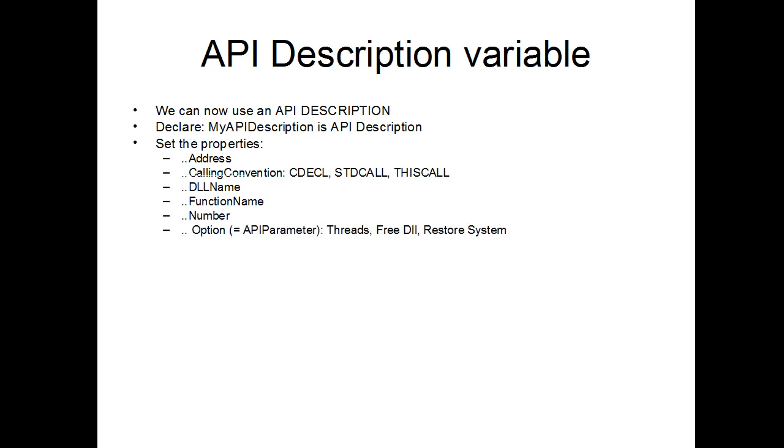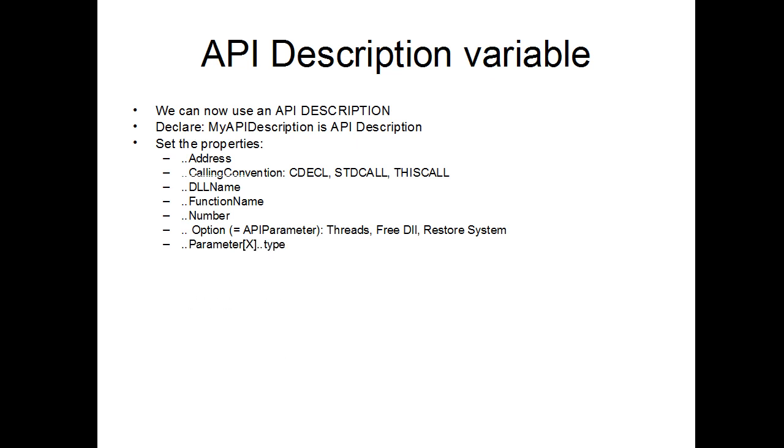Now there is an option. It's about the same thing as the API parameter function that we are talking about. It allows you to set options about the threads, whether they are blocking or not, to automatically free the DLL after the call, and to restore the system settings about your call. So that's the same thing as the API parameter. It's directly inside the variable.